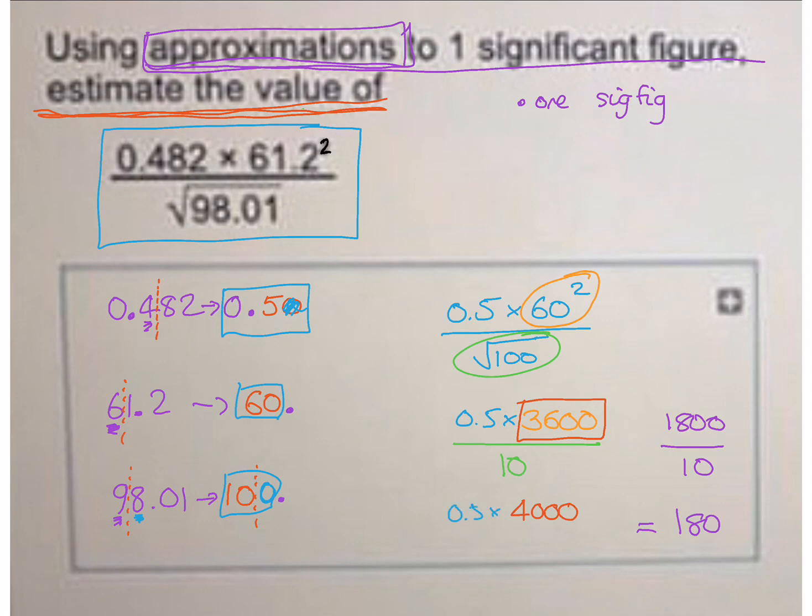Then when you do half of 4,000, you get 2,000. And then when you've got that over 10 to deal with, 2,000 over 10 ends up equaling 200. So technically 180 is a better approximation for our answer, but it might be that this online platform wants 200 as the answer they're looking for. Either way, they're both approximations. They're both perfectly correct. Hope that helps.